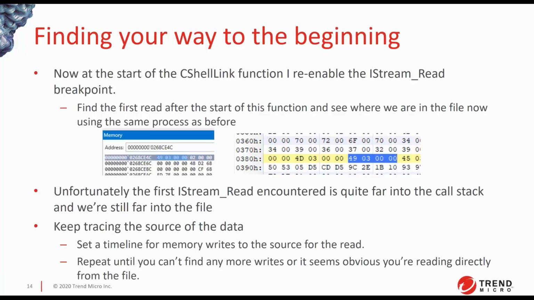So now, as we're trying to find our way back to the beginning, and I get to the start of that C shell link function I talked about, I re-enable the iStream read breakpoint, and I see when I hit the next one. So finding the first read after the start of this function, we're going to see where we are in the file using the same method we did before.